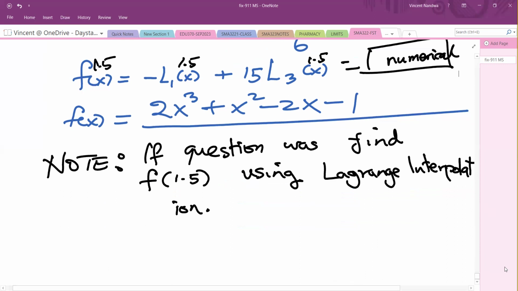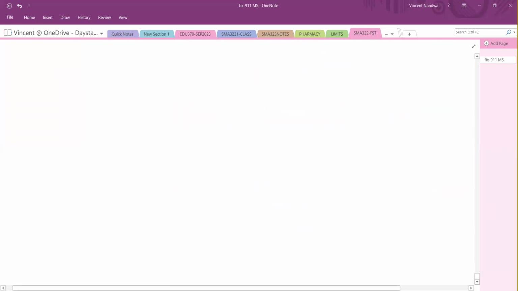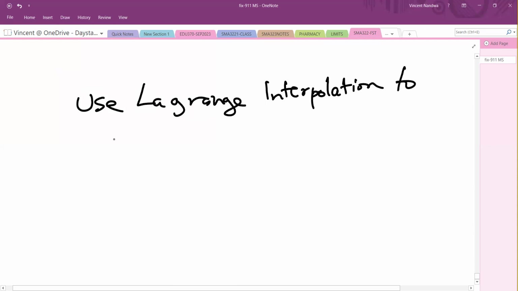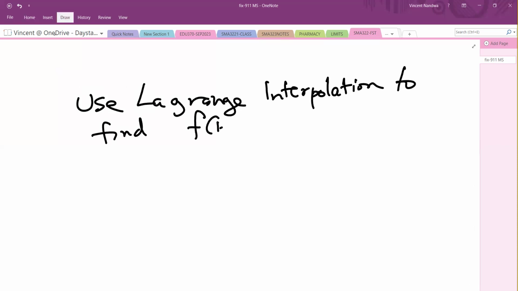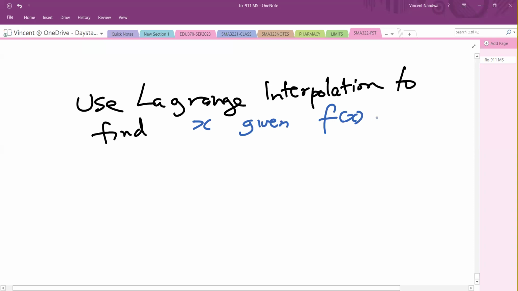Yeah, then number 2, assuming you are given, use Lagrange interpolation to find x given f of x is 0.3887.